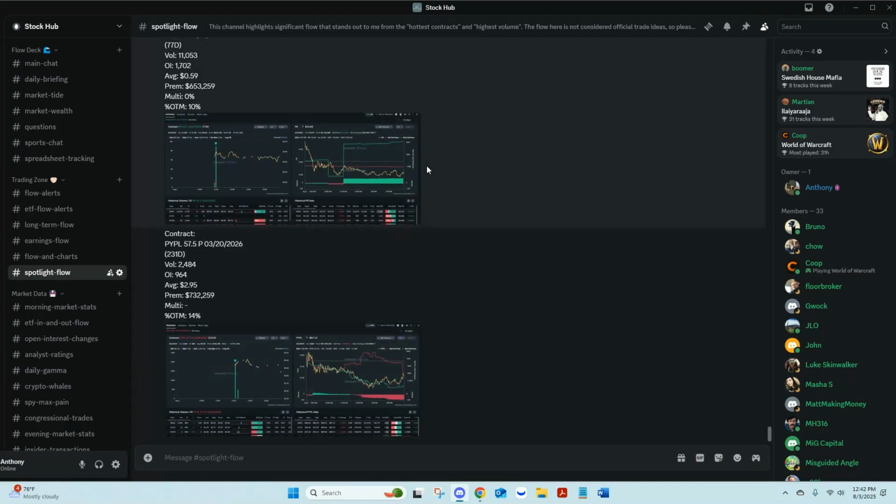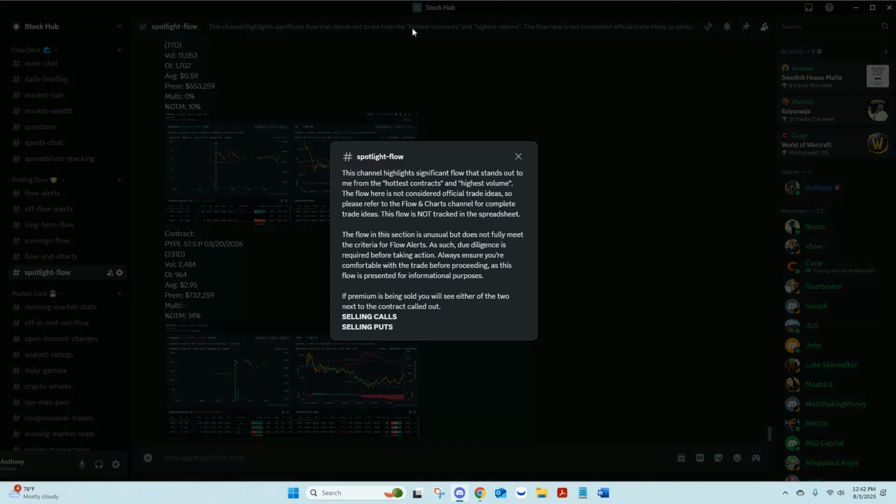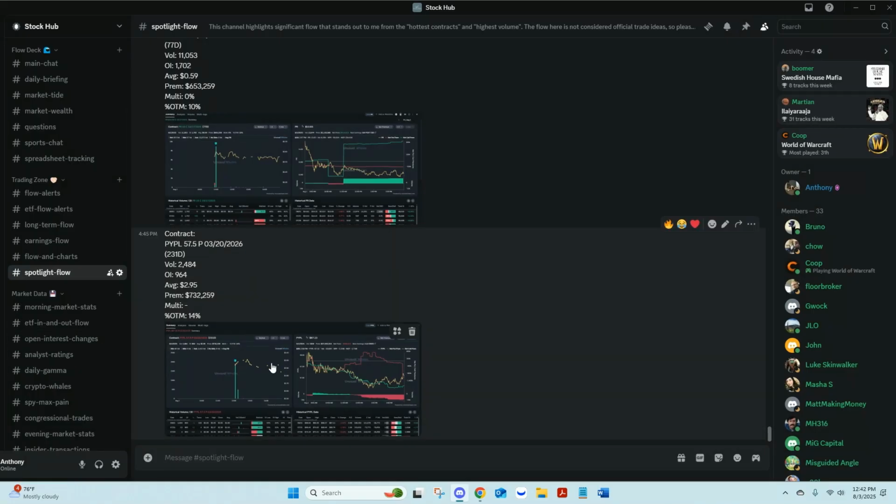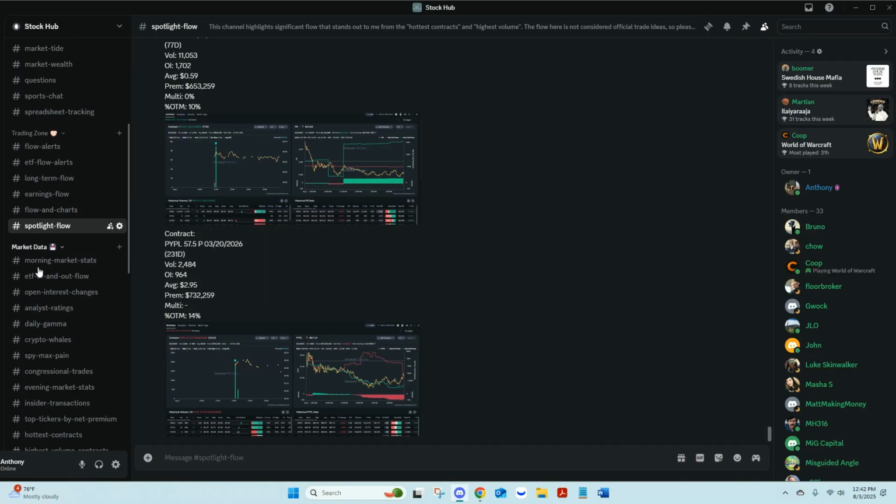Spotlight flow. This is flow that I'm pulling from the nightly hottest contracts, highest volume. The flow looks good, but it might not match my criteria perfectly. Like if I don't see the IV increasing all the way, or if something's wrong with the spread. It's still interesting flow, but it may not match my qualifications perfectly.